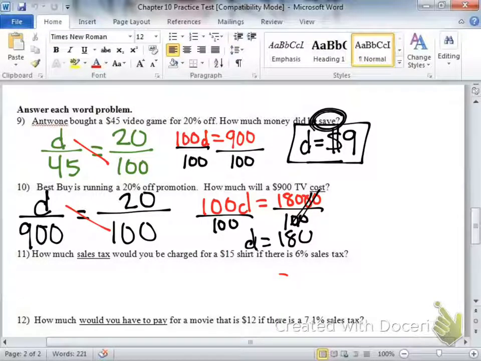Is that what the question asked me to find? No, they asked me for the cost. So to find the cost, I have to start with that $900 original price, take the discount off of it, and now the TV costs $720.